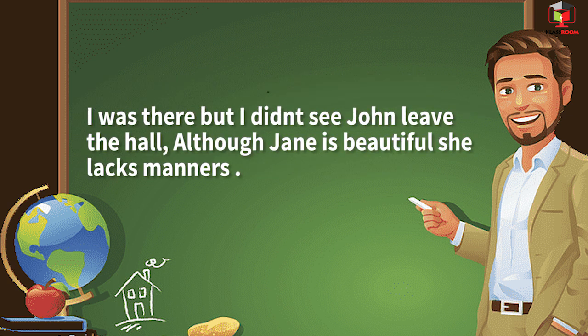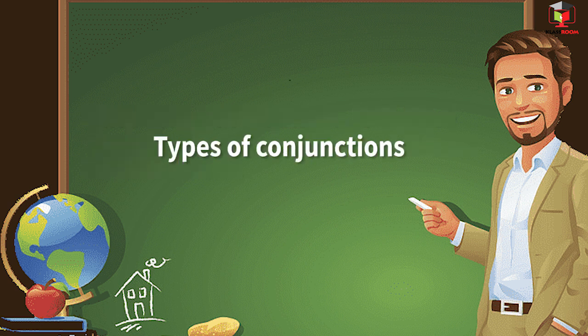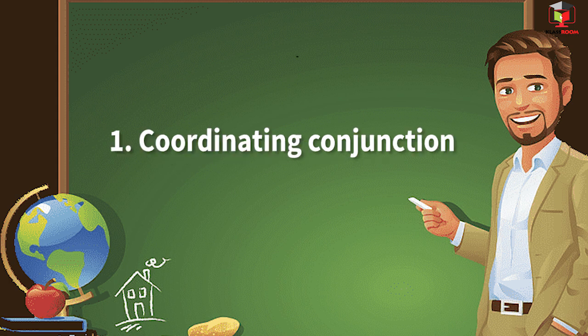I was there, but I did not see John leave the hall. Although Jane is beautiful, she lacks manners. Types of conjunctions. Number 1, coordinating conjunctions.